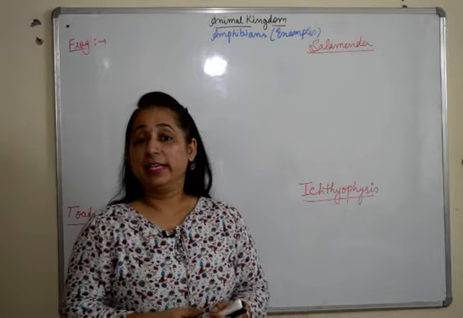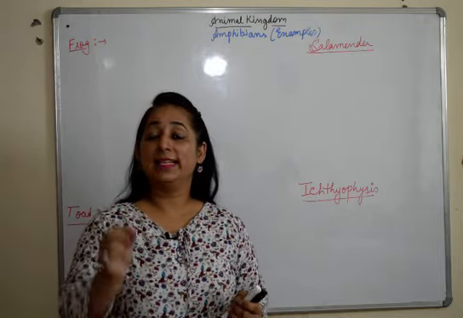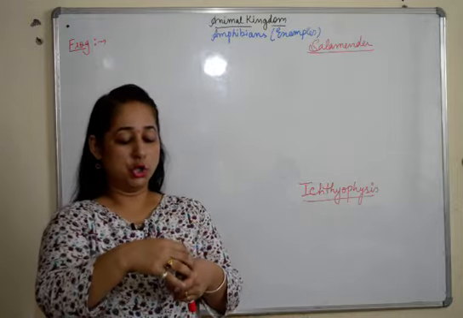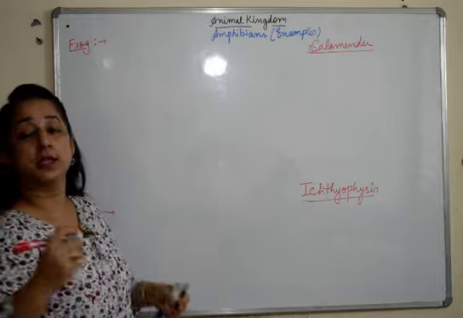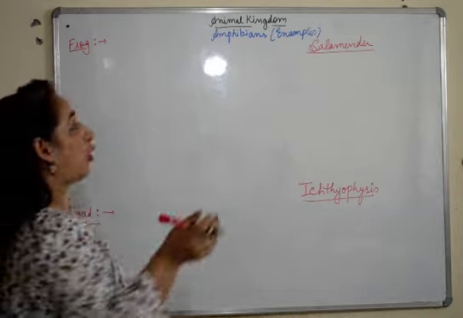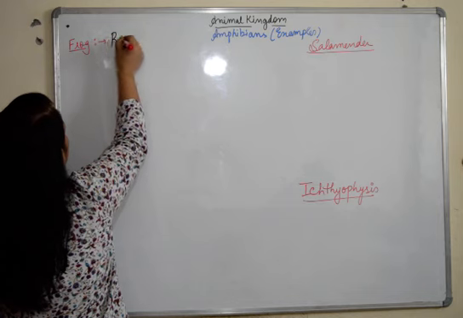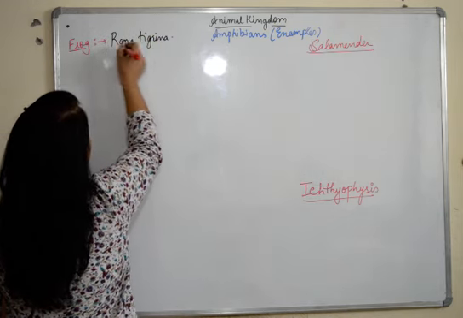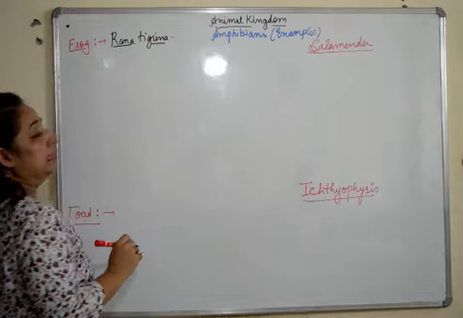And we'll specifically be talking about the characters which are specifically possessed by them. Fine. So we'll start with our first organism or example, that is frog, which is also known as Rana tigrina. This is its zoological name, Rana tigrina.